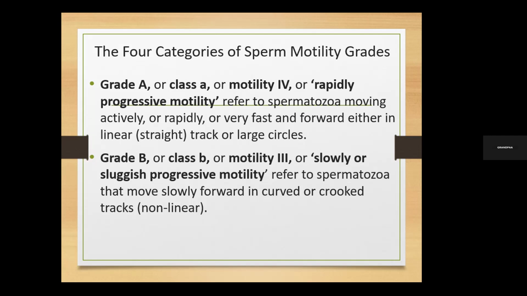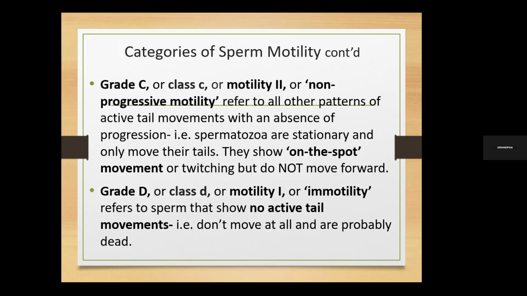But those that are not moving with a grade B, they are not moving fast, yet they have regular curves. So that is typical for grade B. Then the grade C, that's the non-motile, refers to the fact that there's no forward movement. The sperms are stationary. They are at one side, and they're only shaking their tail. So we refer to them as on-the-spot movement.